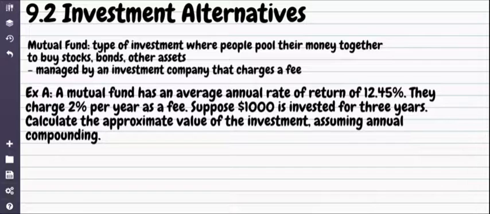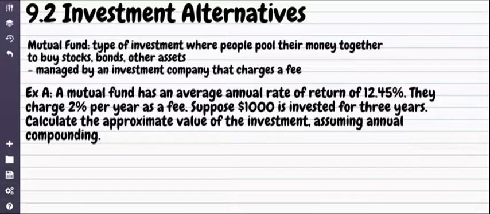So example A, a mutual fund has an average annual rate of return of 12.45%. They charge 2% per year as a fee, which is pretty standard. Suppose $1,000 is invested for 3 years. Calculate the approximate value of the investment, assuming annual compounding.